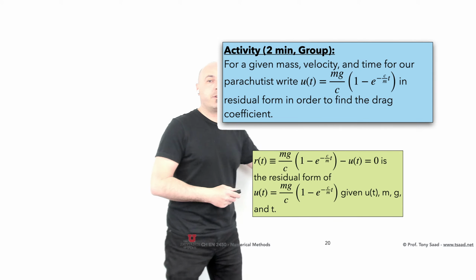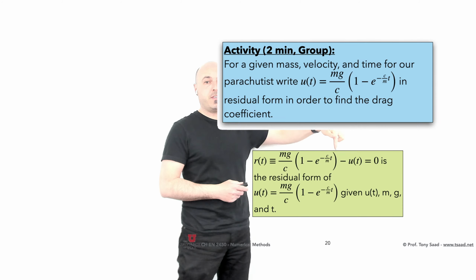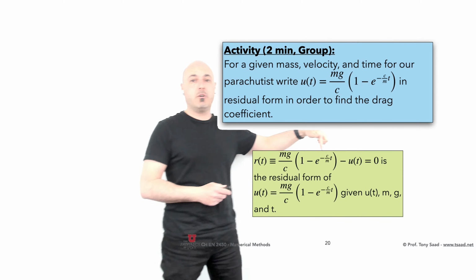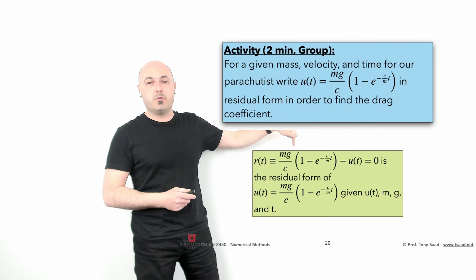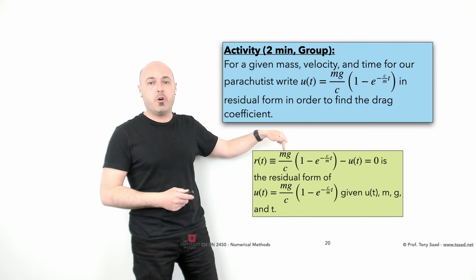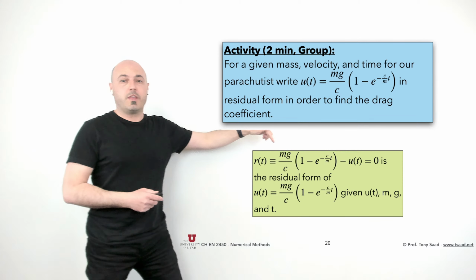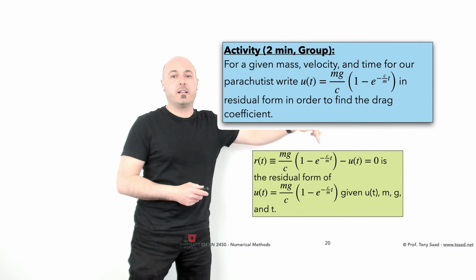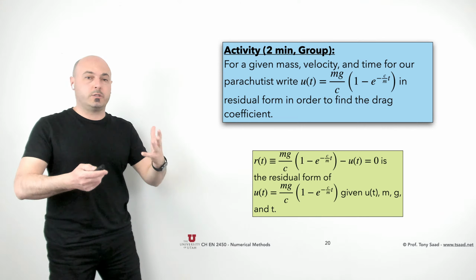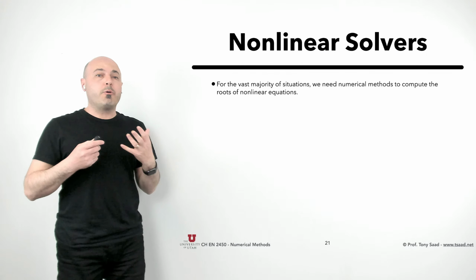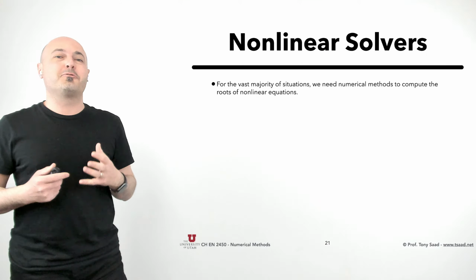Now, this would be our residual function. Think of U of T as a specific value that you are reaching, that's given to you. M and G are known, and T is known, and all you're trying to find is C. So that's the equation that we need to solve. That's our residual function, and that's what we're going to be dealing with. All right, so now we can start our discussion about nonlinear solvers.